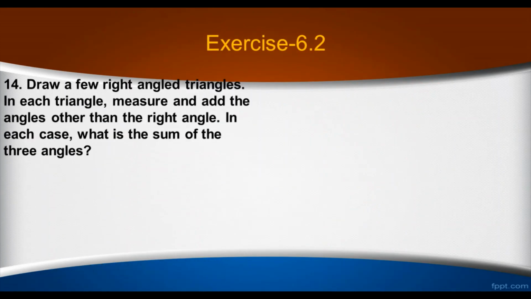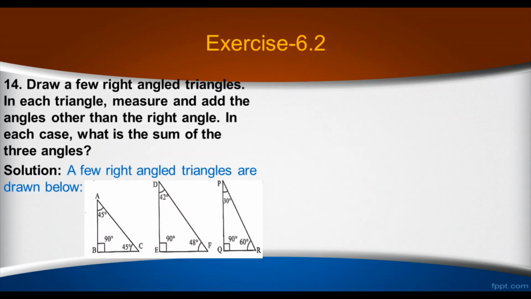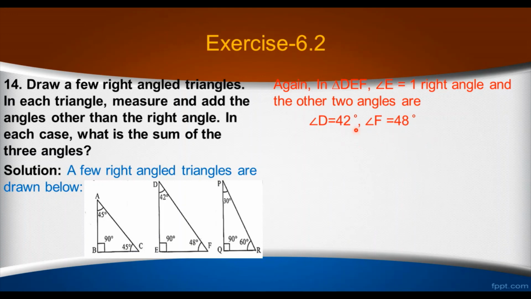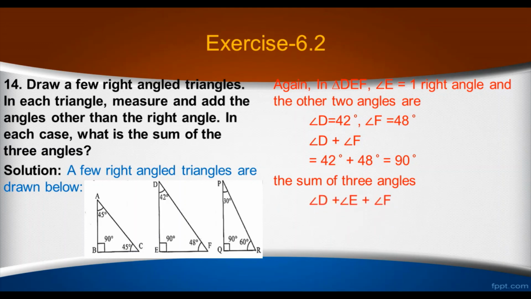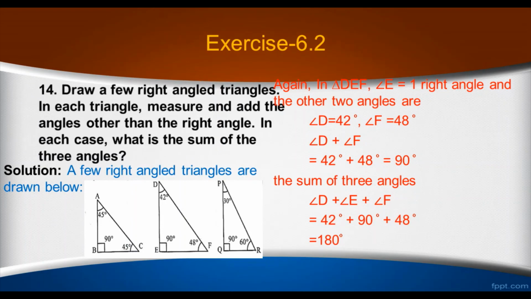Now, this is the second figure we will discuss, that is triangle DEF. In triangle DEF, angle E equals one right angle and the other two angles are angle D equals 42 degrees, as you can see, and angle F equals 48 degrees, as you can see. And if we sum them, we get totally 90 degrees. And the sum of the three angles, angle D plus angle E plus angle F, would be 180 degrees. So already we got this.